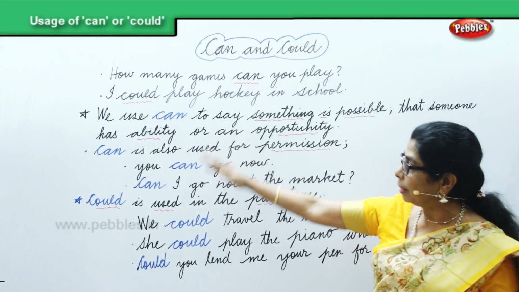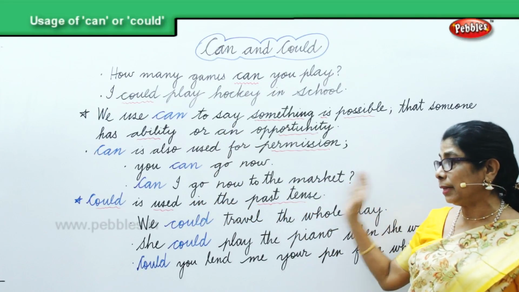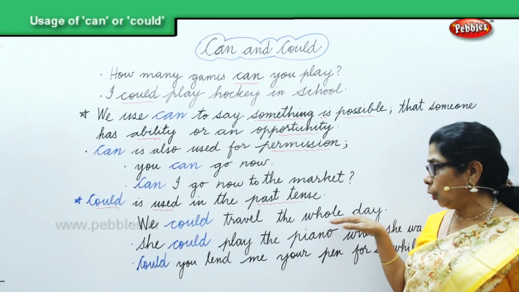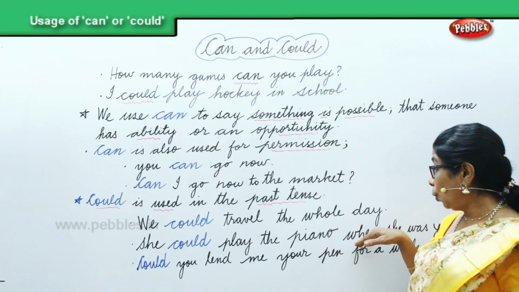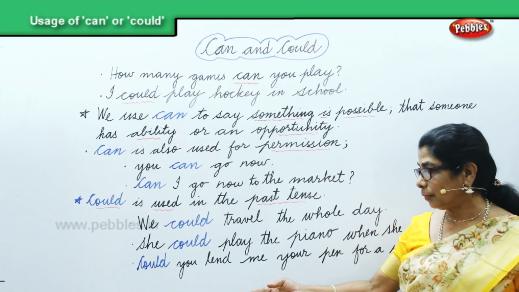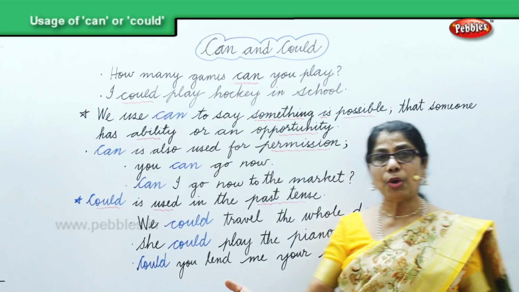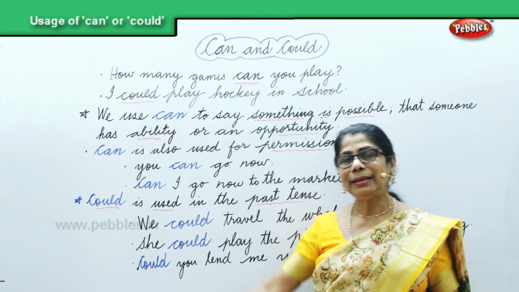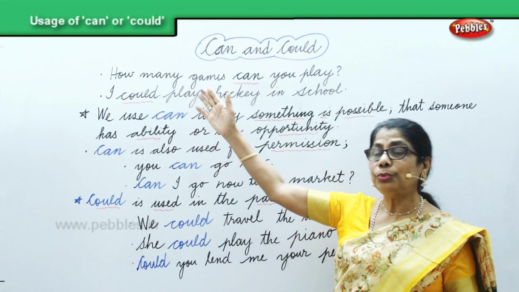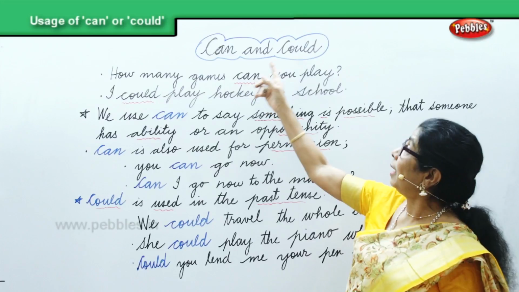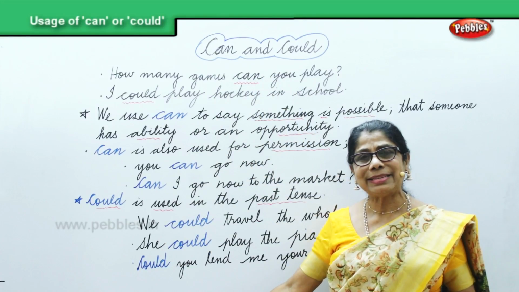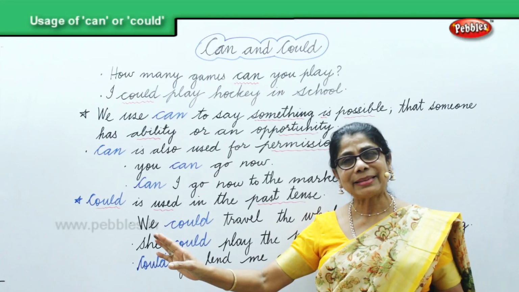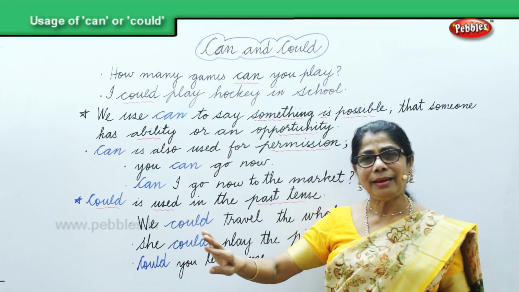Now, that is can. Could is used for past tense. We could travel the whole day. She could play the piano when she was young. Could you lend me your pen for a while? Now, we have gone through the use of can and could. Now, we'll look at some sentences and we'll fill in the blanks using can or could.